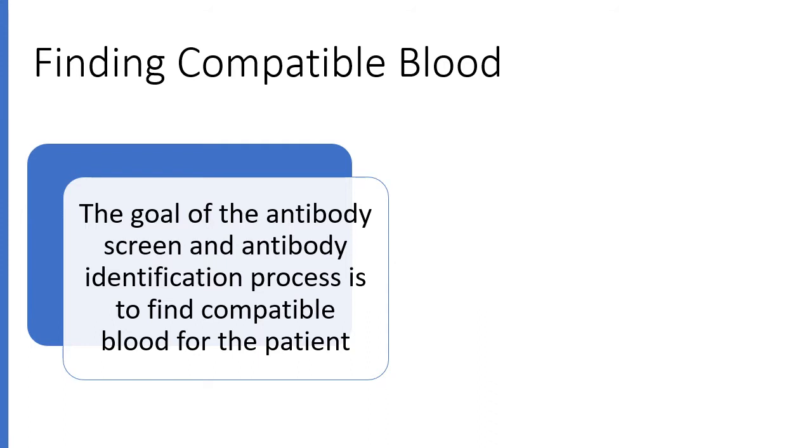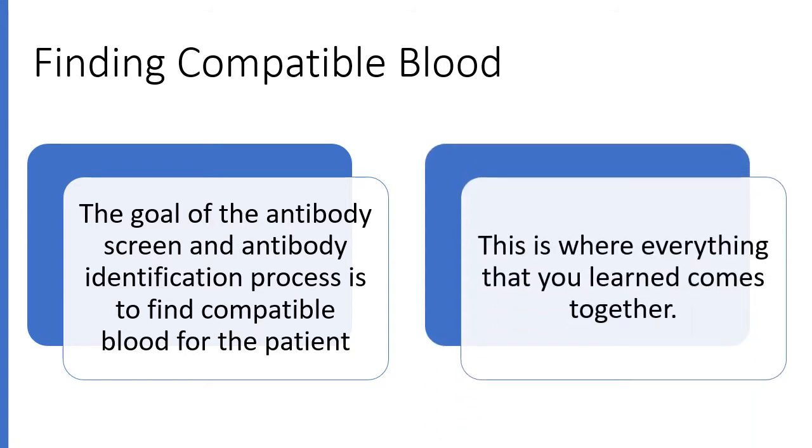So the goal of the antibody screen and antibody identification process is to find compatible blood for the patient. That is our purpose. This is where everything that you learn now comes together. So we're going to put the whole system together. And I think that once you understand the process of what we're doing, some of the concepts of MNS, Lewis, and all those things that we talk about will probably start to make a lot more sense to you.